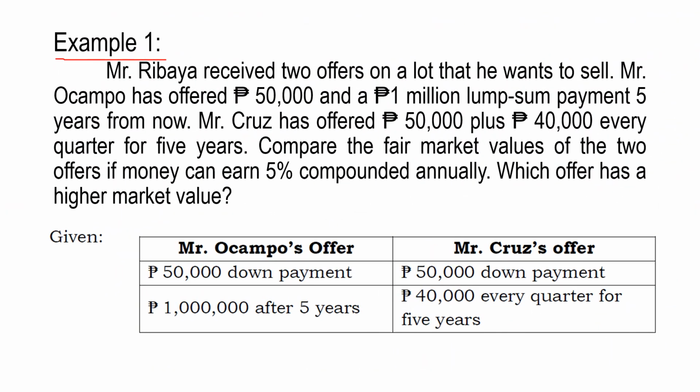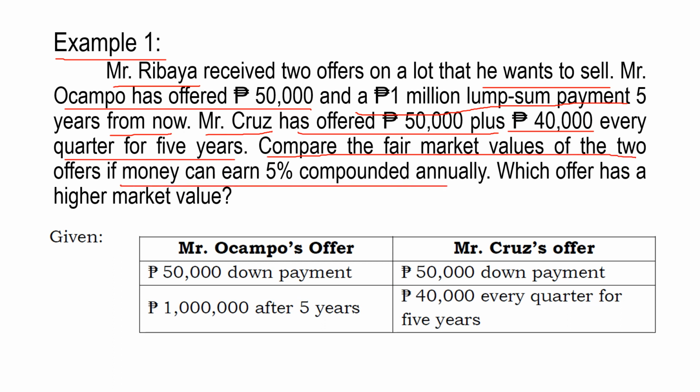So for example, number one, Mr. Ribaya received two offers on a lot that he wants to sell. Mr. Ocampo has offered 50,000 and a 1 million lump sum payment 5 years from now. Mr. Cruz has offered 50,000 plus 40,000 pesos every quarter for 5 years. So compare the fair market values of the two offers if money can earn 5% compounded annually.